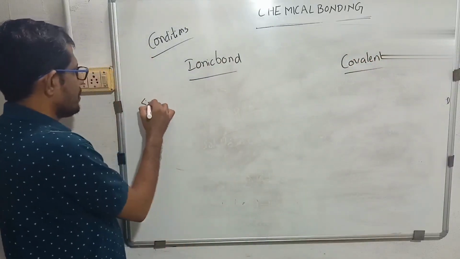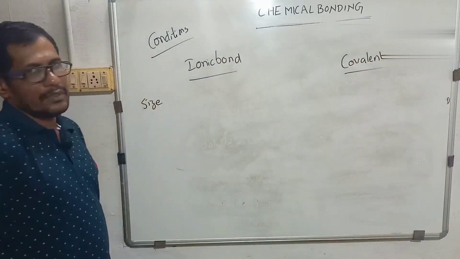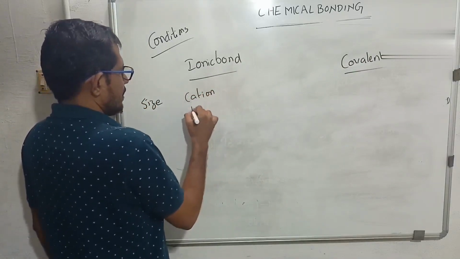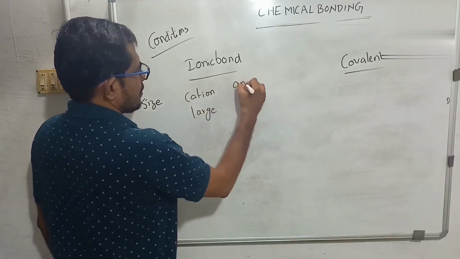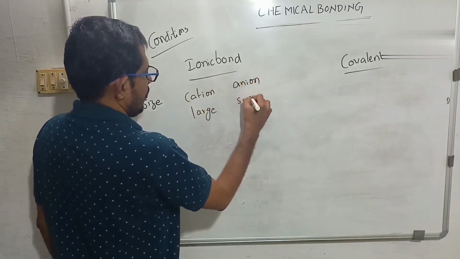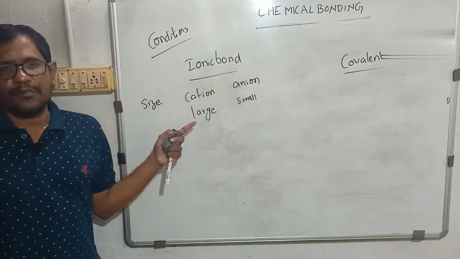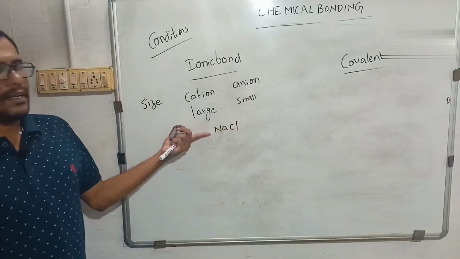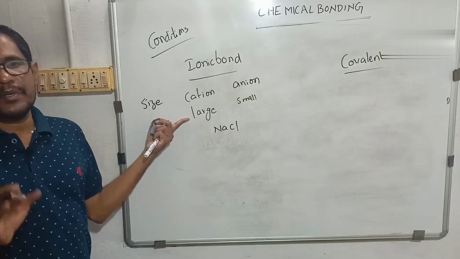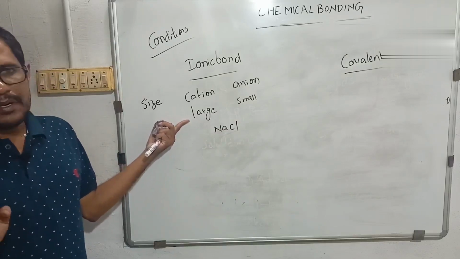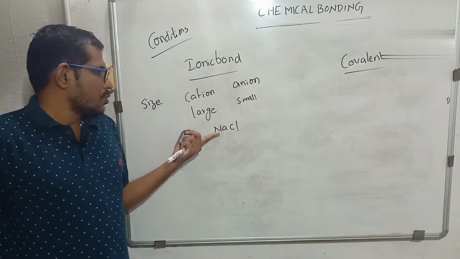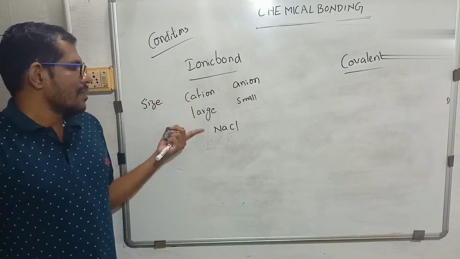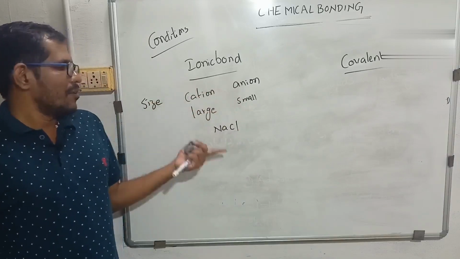First we will discuss the size. If the cation size is large and the anion size is small, an ionic bond will be formed. Take NaCl: the size of the sodium cation is large. That I am going to explain in periodic properties, don't worry. Sodium cation size is large, chlorine anion size is small, so an ionic bond will be formed.